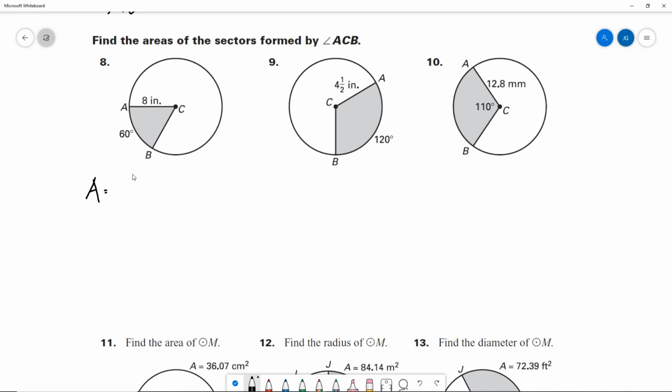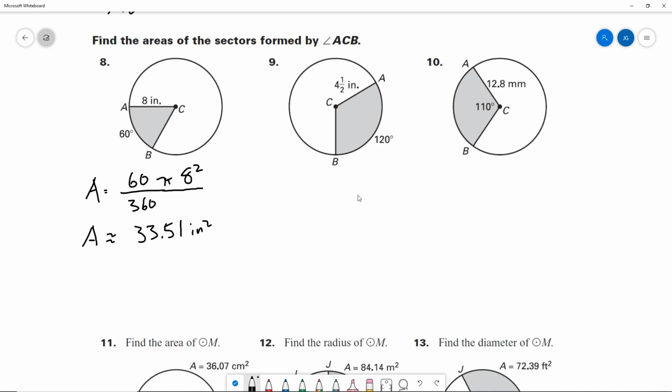So our area is going to be, again, 60 over 360, and then pi times 8 squared is going to be our r squared. And this is going to turn out that our area, once we plug into a calculator, is going to be approximately 33.51, and our unit here is inches squared.